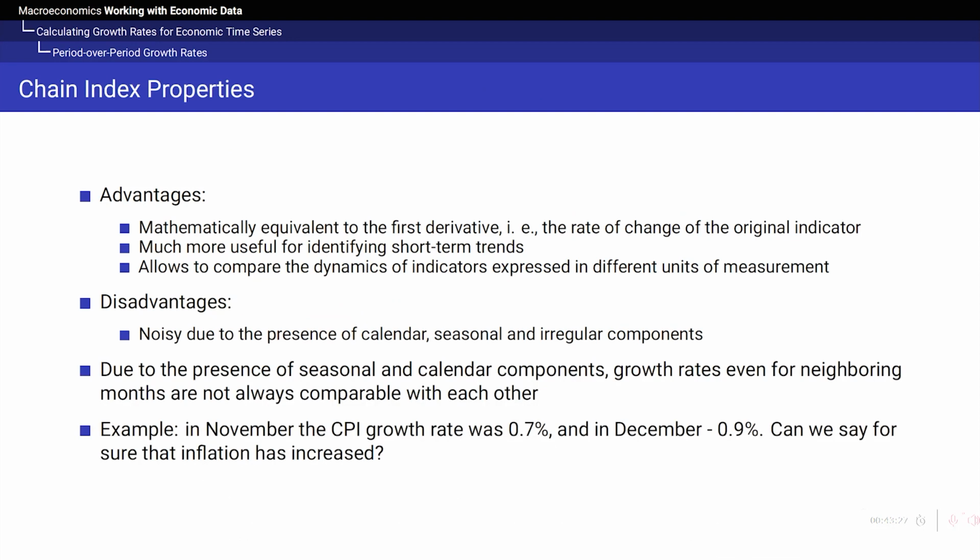They are mathematically equivalent to the first derivative of a function, which shows its growth rate. Visually, they are much easier to analyze than fixed base indices. However, month-over-month and quarter-over-quarter growth rates tend to be very volatile and noisy, especially when strong seasonal and calendar effects are present. Again, because of seasonality, we cannot really compare adjacent values of chain indices to each other.